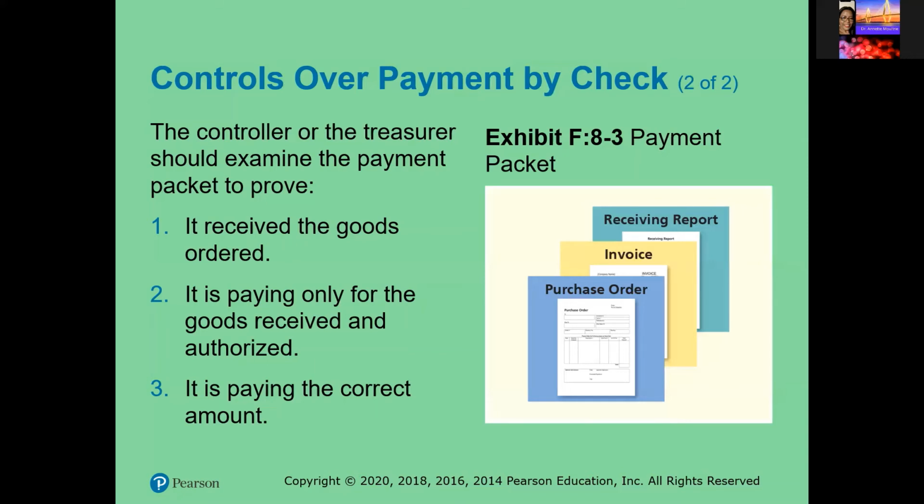The 3rd copy is sent to the receiving department to be matched against a packing list that comes with the delivered inventory. Only when the system is able to match all 3 documents, the purchase order, the receiving report, and the invoice, is the invoice authorized for payment. After payment, the payment packet is marked as paid to prevent the bill from being paid twice. Electronically paid invoices are automatically marked paid by most accounting systems.